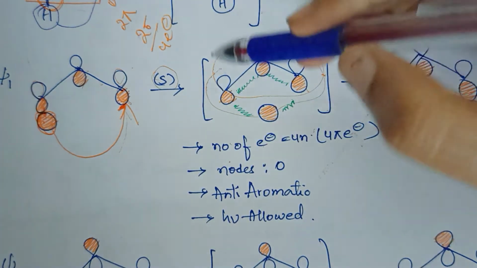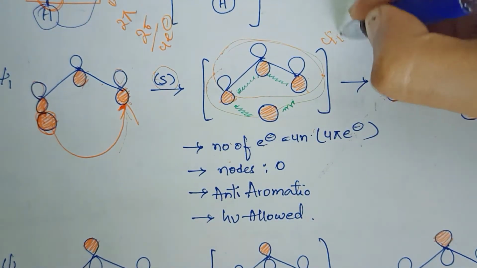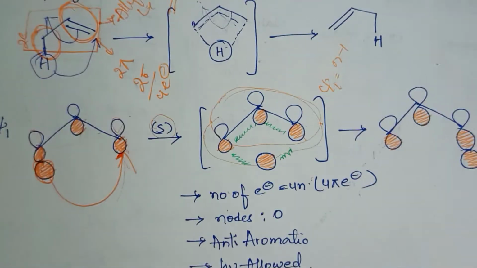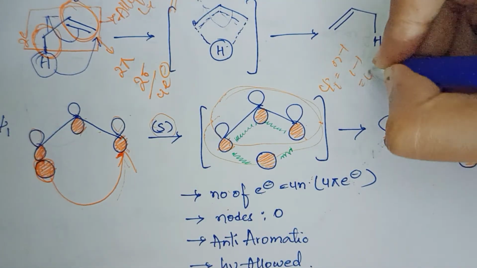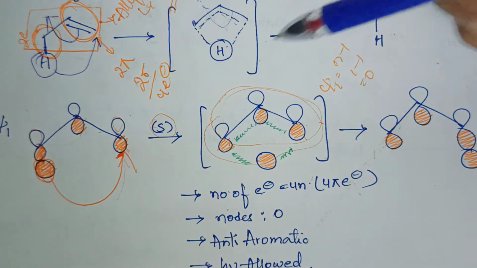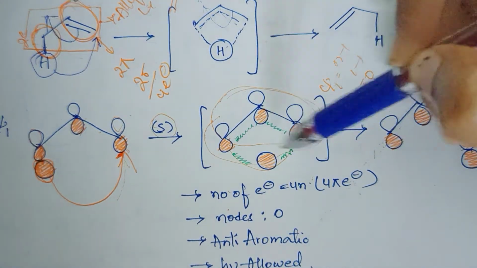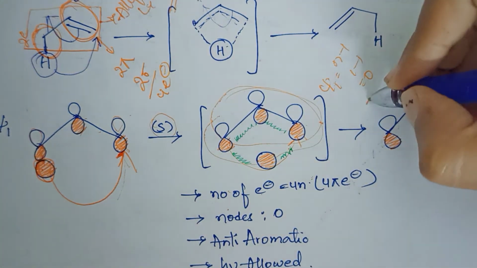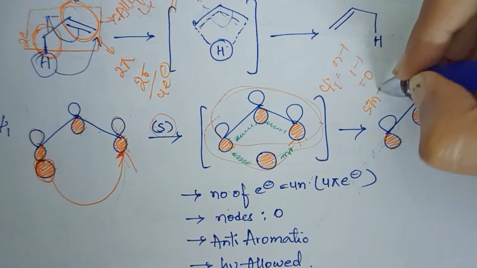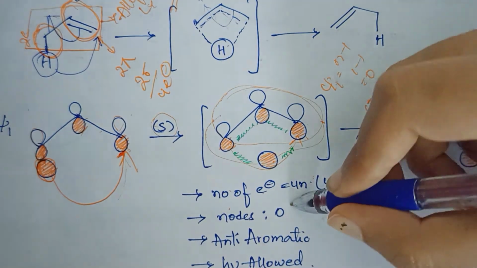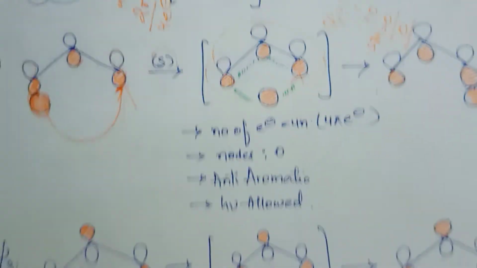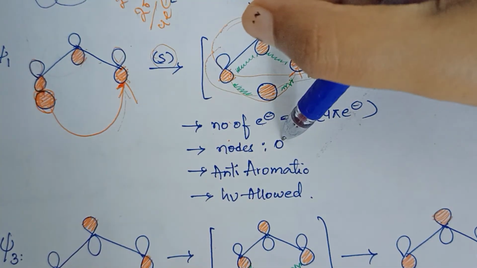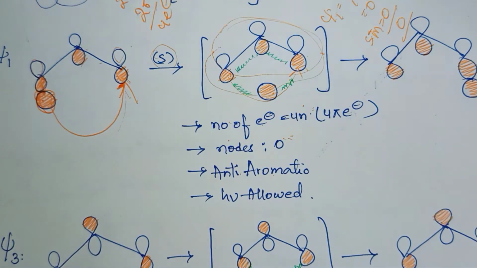Now the number of nodes you see. In Xy1, we already know by the n-1 rule, Xy1 will have 1 minus 1, that is 0 nodes. Now when I am doing suprafacial, from down to down, here a node is not there, here also a node is not there, so no node is formed. So in suprafacial migration also, 0 nodes are formed, and the total number of nodes is 0. So as we know, a 4n electron system with 0 nodes will be anti-aromatic. As it is anti-aromatic, it will be stable in the excited state and it is photochemically allowed.